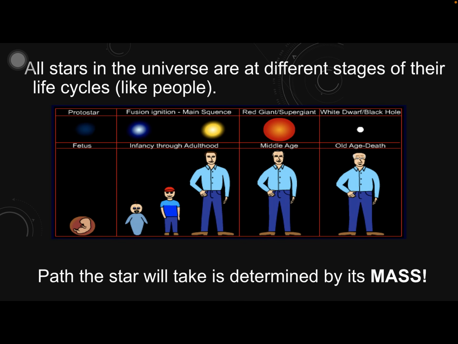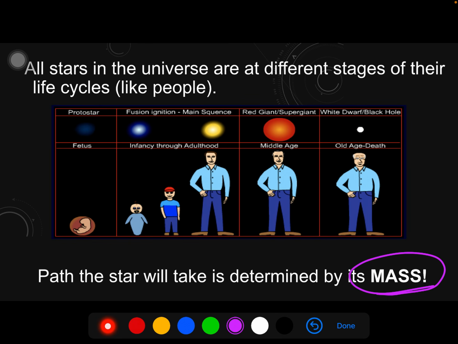Now, stars in the universe are all at different stages of their lives, just like people are. And the path that a star takes is going to be dependent on its mass. Okay? And so just like humans go through different stages of their lives, so do stars.